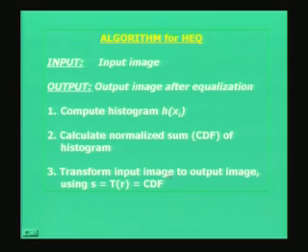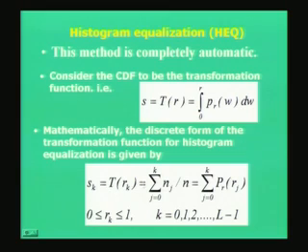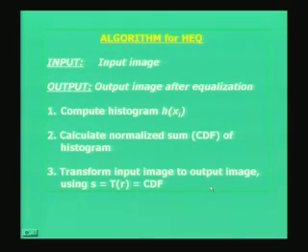So, transform the input image to the output image using this transformation function S equal to T(R), where this S equal to T(R) is nothing but your computed CDF. And what was the formula for CDF? You remember, this was the formula for computing the cumulative density function or distribution function for the input image. Okay? So, that is what you have for your algorithm.